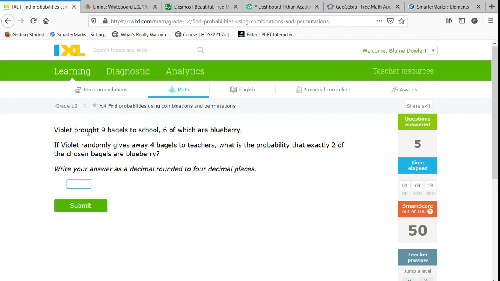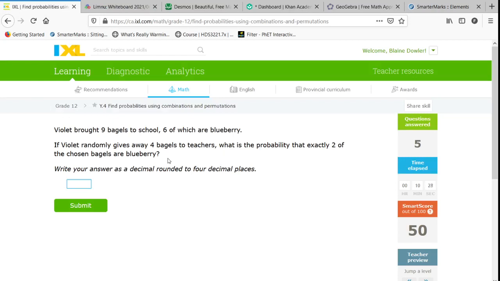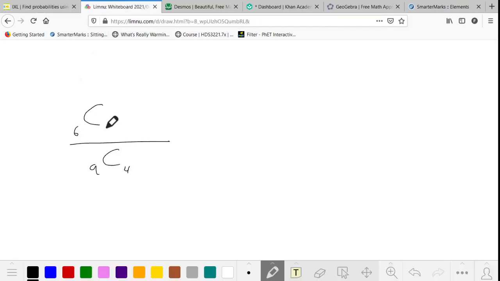So, question number 5. Violet brought 9 bagels to school, 6 of which are blueberry. If Violet randomly gives 4 bagels to teachers, what's the probability that exactly 2 of the chosen bagels are blueberry? So, first of all, she's giving away 4 of the 9. So that's our denominator. So of the 9, she's choosing 4. And in our numerator, we are doing exactly 2. So 2 of the 6 are blueberry. So we're choosing 2 of the 6, and we're choosing 2 of the other 3. So 6C2 is 15 times 3 divided by 9C4. It's 0.3571.